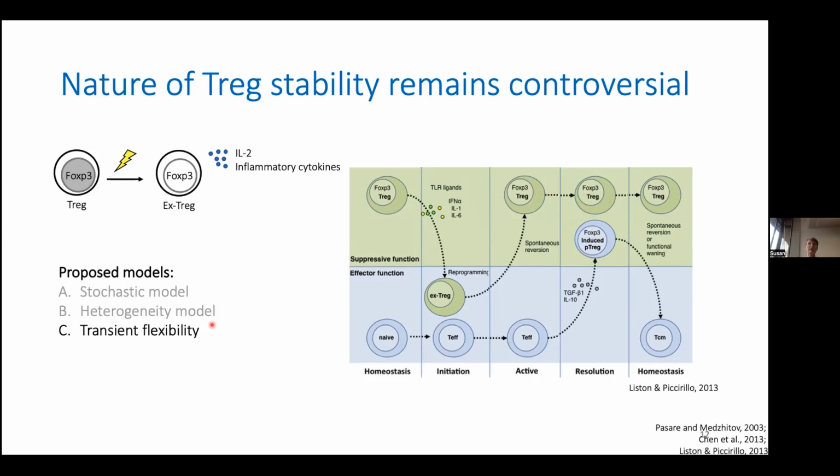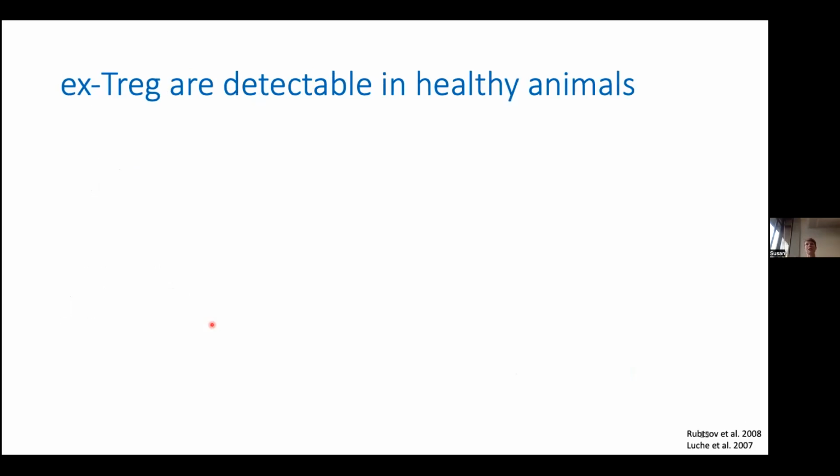Now, there are not many examples of this actually happening in the literature. In fact, I only found one, but I think it's very difficult to demonstrate. This may also happen very context dependent and very local. So if Treg are very stable, then we shouldn't find many X-Treg.